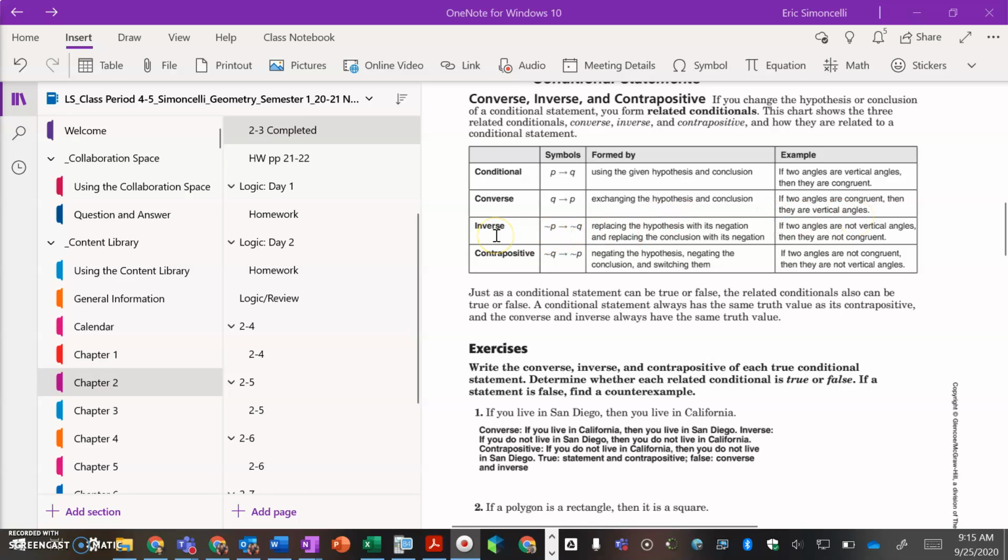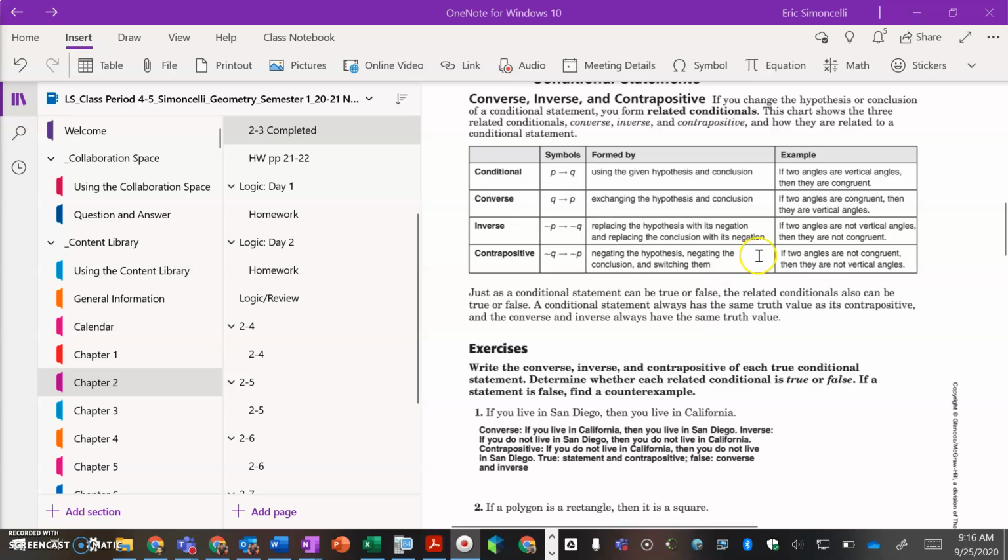All right, inverse. The inverse is where you take the original conditional and you just put what they call a negation. So this negation, as you can read here, negation of saying not P, that's what we'll say, implies not Q. So replacing the hypothesis with its negation, so you just take its opposite essentially, and replacing the conclusion with the same thing, the negation.